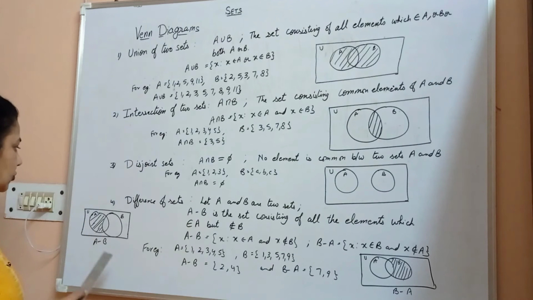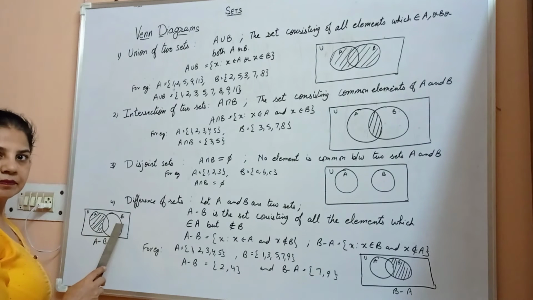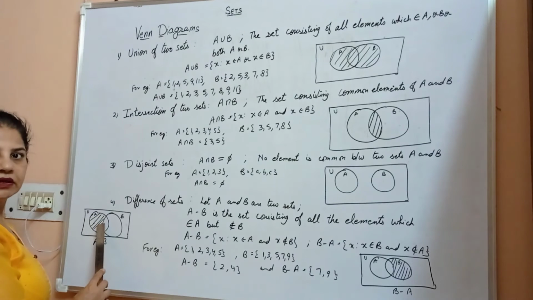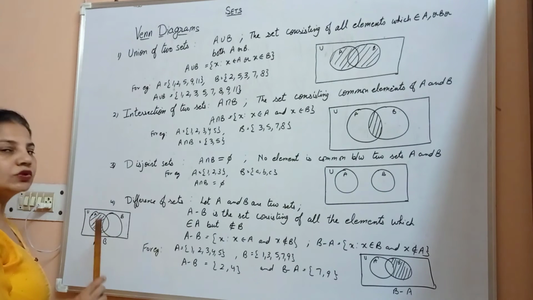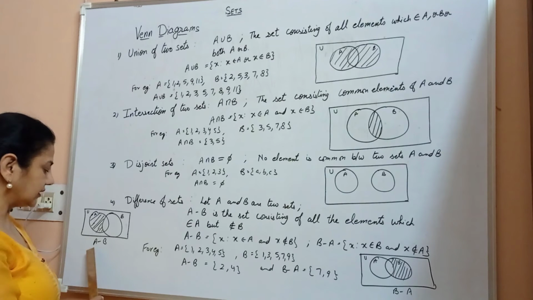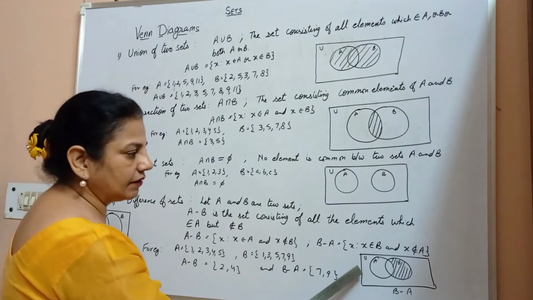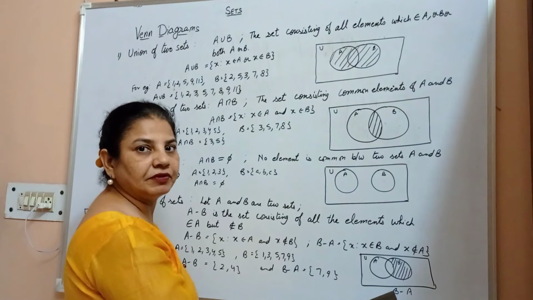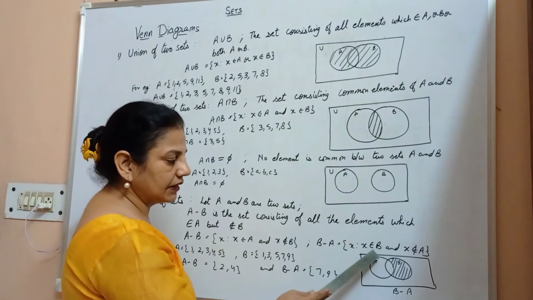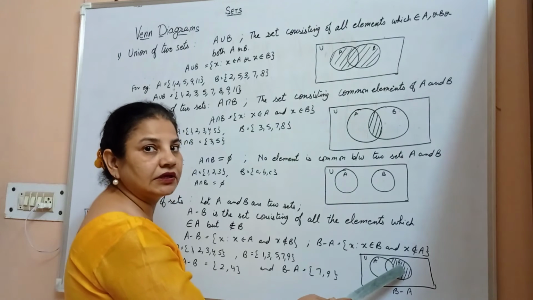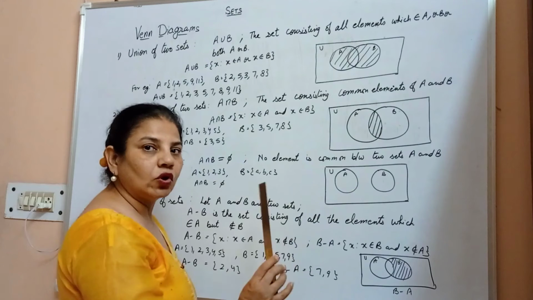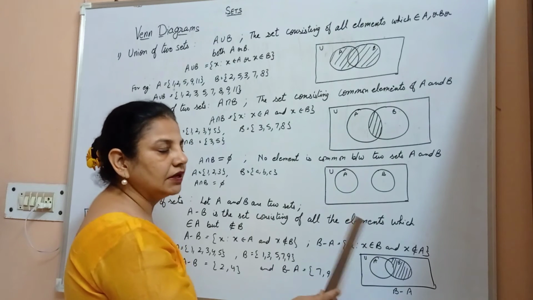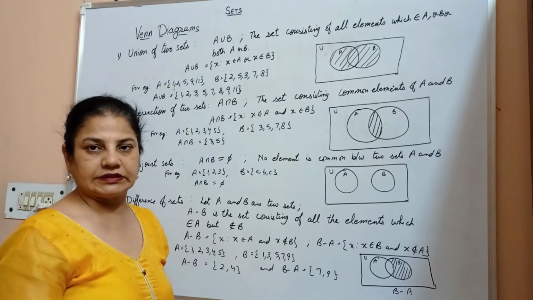In the Venn diagram, to show A minus B, U is a universal set, with set A and set B. I will shade only the elements of set A and exclude the common region of A and B. So this is A minus B. Similarly, for B minus A, U is a universal set, A is a set, B is a set. I will shade only the elements which are in B, not the common elements. So the common shaded region will not be included. Only the elements which are in B will be the difference of two sets, B minus A.